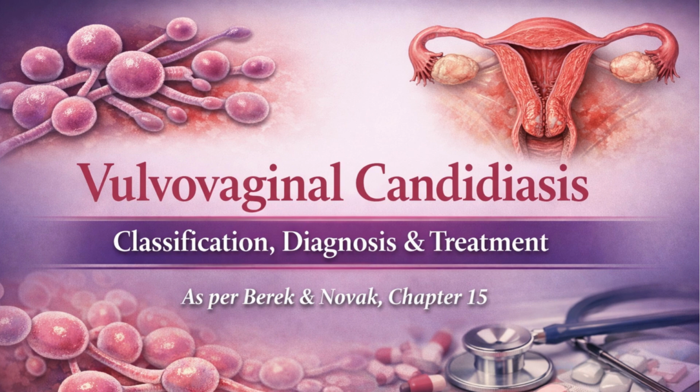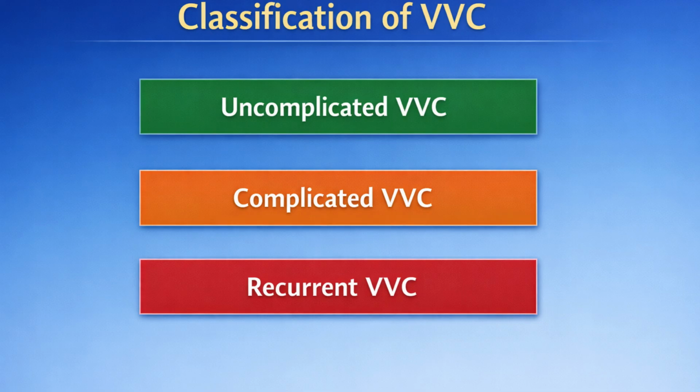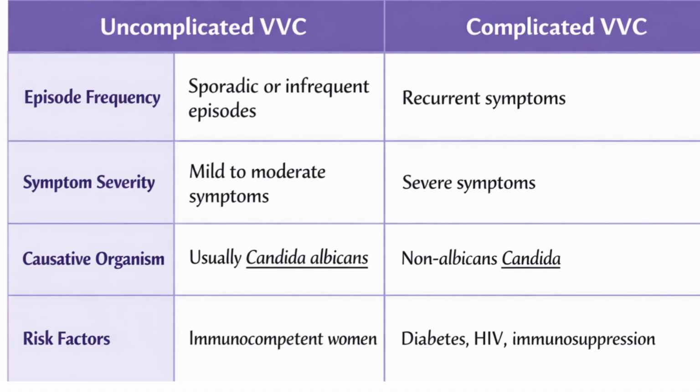In this part, we will discuss the classification, diagnosis, and detailed treatment of vulvovaginal candidiasis. Strictly based on Berek and Novak, Chapter 15, vulvovaginal candidiasis is classified into uncomplicated and complicated forms, and a subset of patients develop recurrent vulvovaginal candidiasis. This classification is important because it determines treatment duration and drug choice.